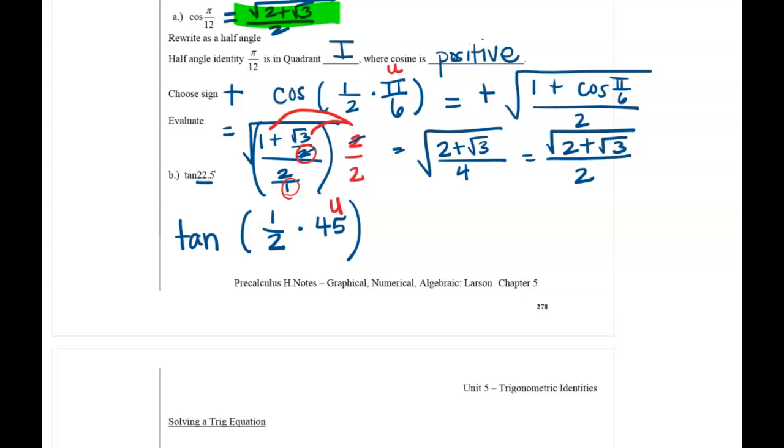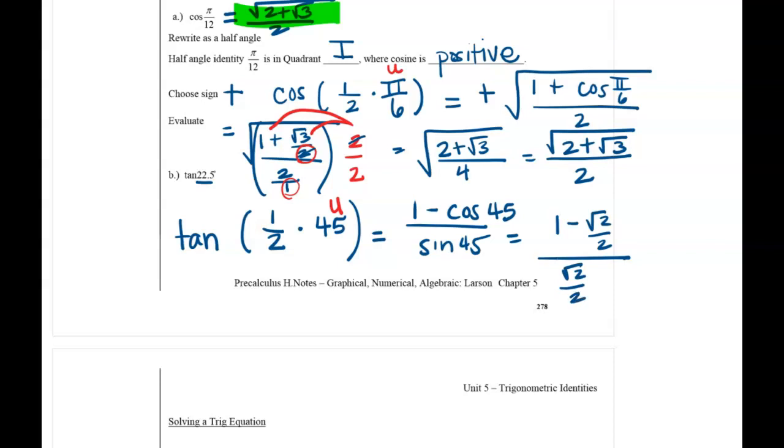Now, I recommend using one of the formulas without the square root so you don't have to worry about the plus or minus. So 1 subtract the cosine of 45 degrees over the sine of 45 degrees. So the cosine of 45 is root 2 over 2. So 1 subtract root 2 over 2 over root 2 over 2.